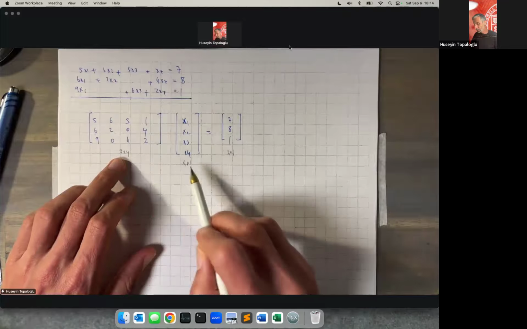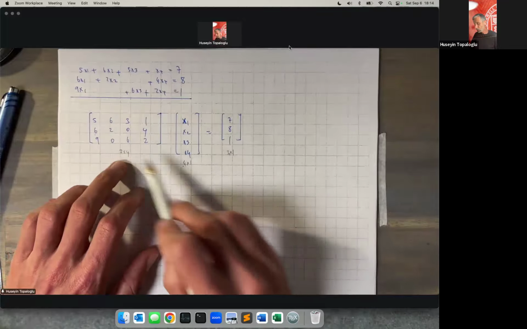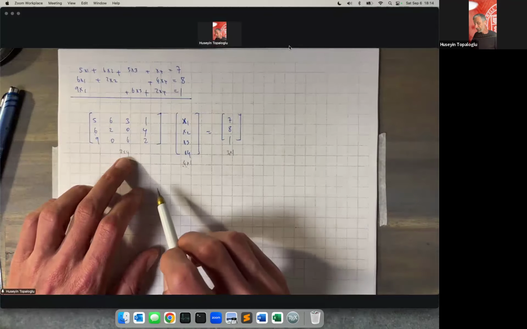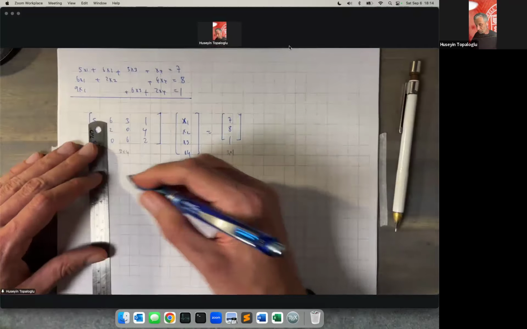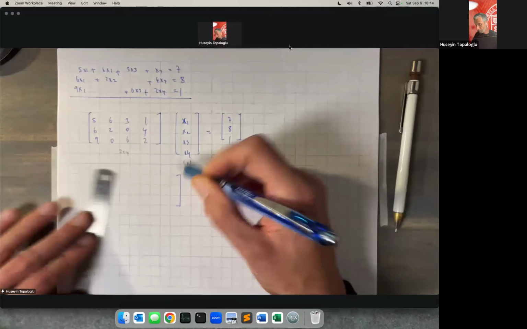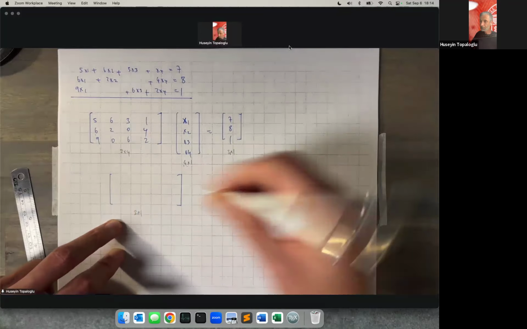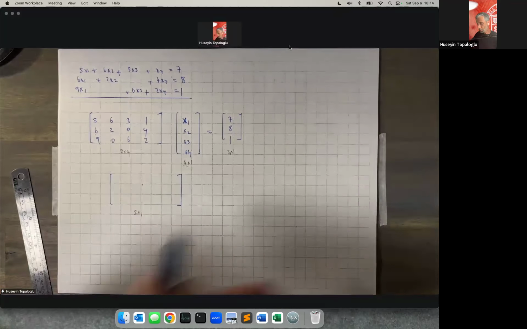This is a 3 by 4 matrix. This is a 4 by 1 matrix. The inner dimensions match, so I can multiply these 2 matrices. And when I multiply these 2 matrices, I will end up with a matrix that's of the size 3 by 1. Let's write that 3 by 1 matrix. This is going to be a matrix that is 3 by 1. Okay, so it's got 3 rows and 1 column.